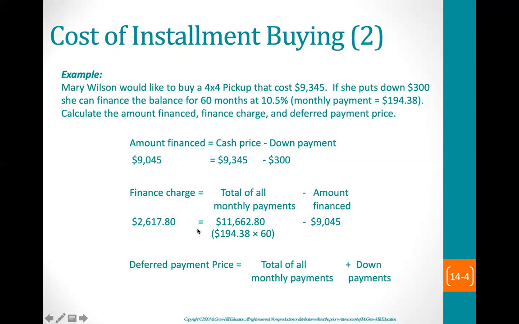Her deferred payment price is the total of all her monthly payments plus her down payment. So $11,962.80 is how much she ended up paying for the cash price vehicle of $9,345. So you can see interest adds a lot of money to the cash price of a vehicle. So why would you want to finance it? A lot of people don't have an extra $9,300 laying around to pay cash, so you have to end up financing the vehicle.